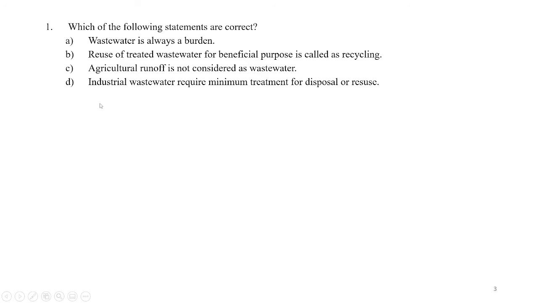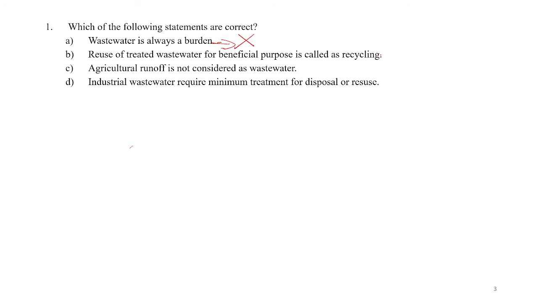So the first question is, which of the following statements are correct? First, we have the options. First is, wastewater is always a burden. So I hope that now you know the answer. Wastewater is not a burden. It can be transformed or treated as a resource. So this statement is wrong.